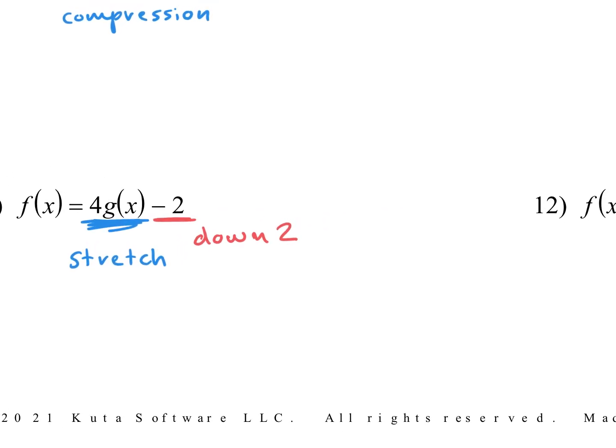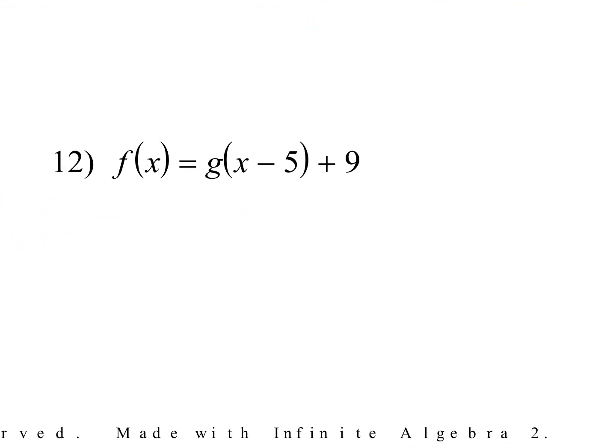All right, and last one, number 12. Danielle, what does the minus 5 do on the inside? Maya, want to help him out? Minus 5 on the inside. Up 9. The minus 5. We're going right 5. And then up 9.